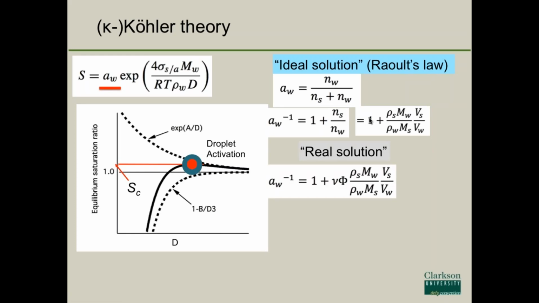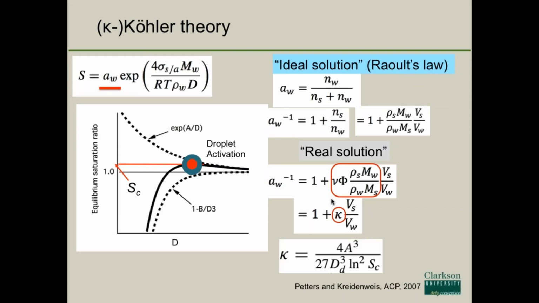In reality, a real solution is slightly more complicated because some solid can dissociate. Not all of them dissociate completely, some only a small amount. So there may be some incomplete dissociation, and this osmotic coefficient accounts for that incomplete dissociation. Usually we cannot measure each of these explicitly, so it's convenient to lump them together as one parameter, and that's kappa, again closely related to the parameter. Then this kappa can be experimentally determined based on dry particle size and the critical saturation ratio.